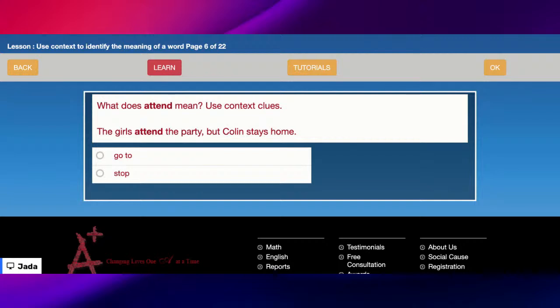Does attend mean go to or stop? The girls attend the party, but Colin stays home. So is it going to be go to or stop? Which one? What's the best answer here? So what's the most suitable answer?